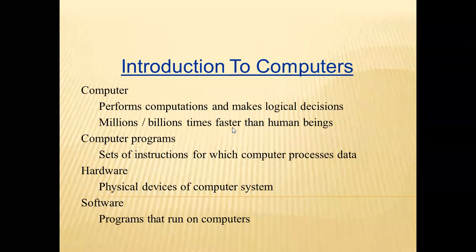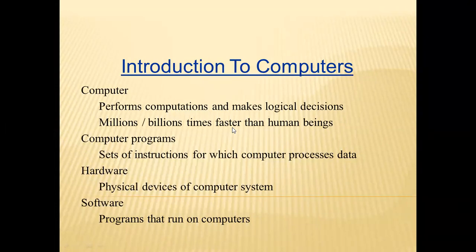A computer program is a set of instructions by which the computer processes the data. So who is going to do the processing of the data? That is the set of instructions, known as the program. So what are computer programs? They are the set of instructions which are used to process the data. Hardware is the physical devices of the computer, and software is the program that runs on the computer.